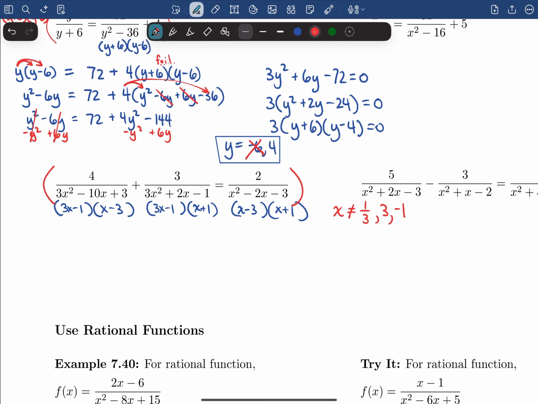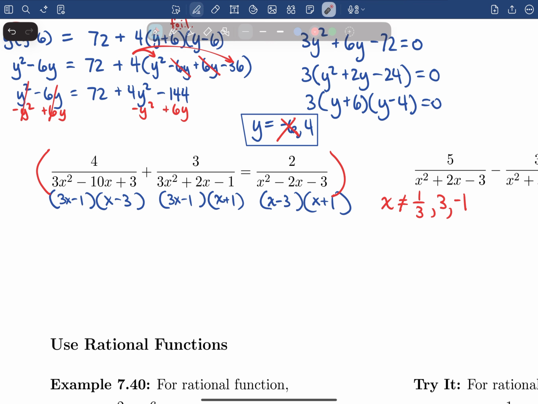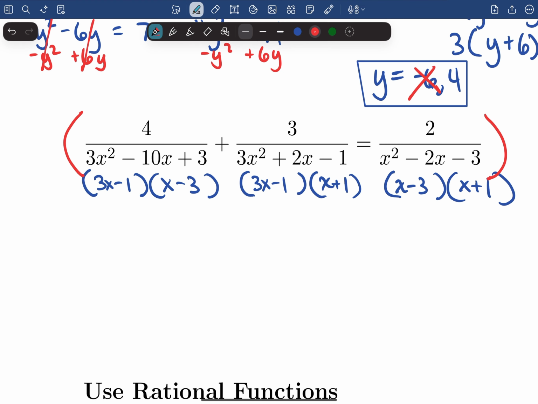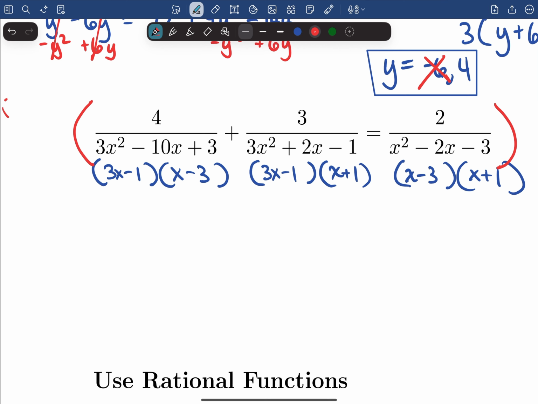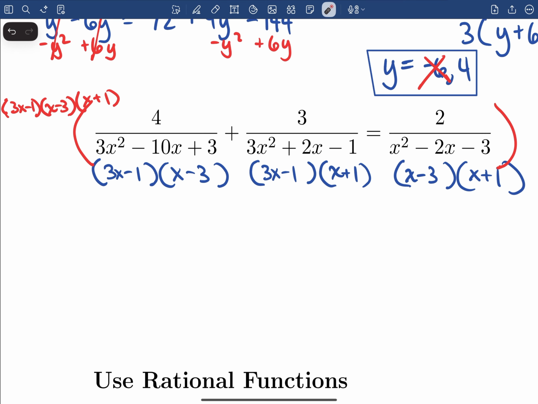by the LCD. And the LCD is the factors of the denominators, like 3x minus 1, right? It's here and here. So I just put 3x minus 1 one time. Okay, so there's the first factor of the denominator. I also see an x minus 3, and I also see an x plus 1. Okay, so these are the three factors that are in the denominator: 3x minus 1, x minus 3, x plus 1. They are repeated again, but I only have to put them once.